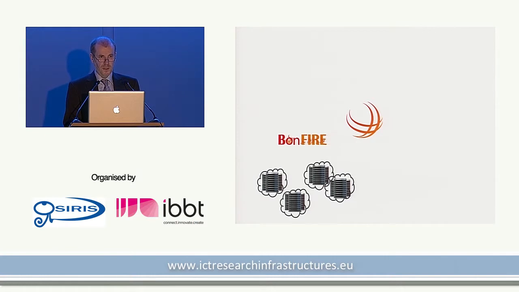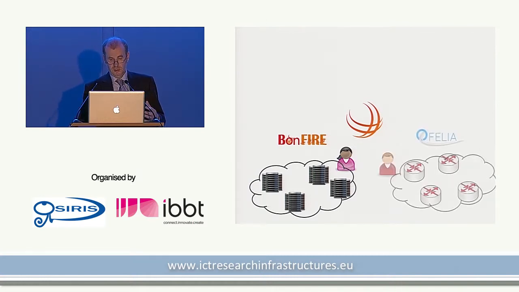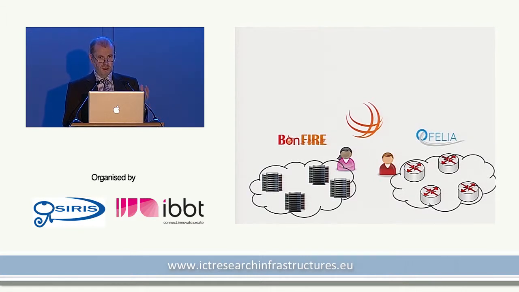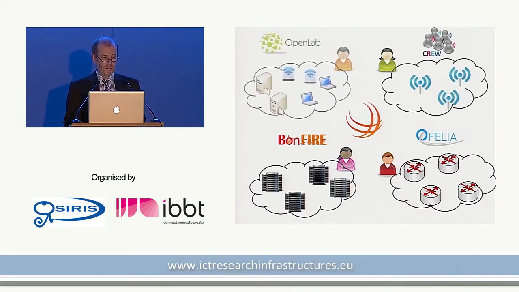BonFIRE brings together a number of these facilities spread over Europe. They break the boundaries, bring them together, and offer them to their experimenters, the people that want to do experiments on these infrastructures. You have similar projects running at this moment. For example, OFELIA is dealing with so-called software-defined networks. It's a real paradigm shift in networking where people will be able to develop, depending on what application they have, specific networking protocols inside the network. So the OFELIA project is offering this now to its users. Similar developments in wireless: cognitive radio networks is the CREW project, and OpenLab is bringing together Internet of Things together with wireless networking, together with distributed server infrastructures.